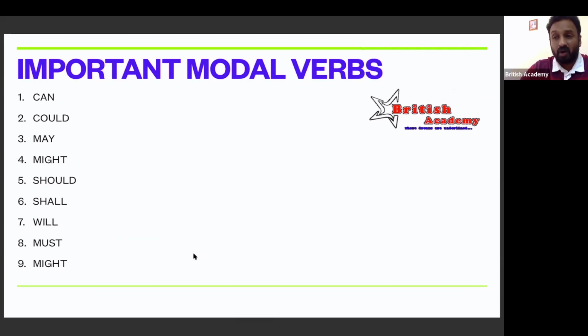Now, important modal verbs which are required in your reading part B. Words such as can, could, may, might, should, shall, will, must. These are the words you should be careful of. When these kinds of words come in your options, or in your context, or in the text which is given to you, they can change the meaning of the sentence. So you should be very careful with this.